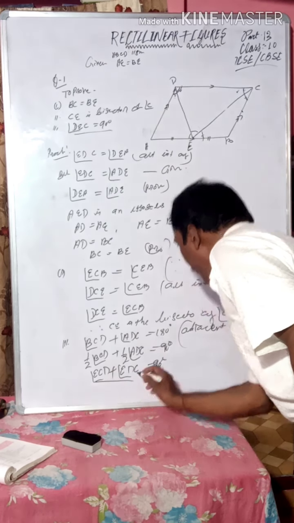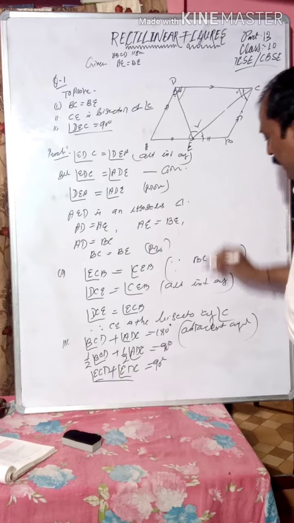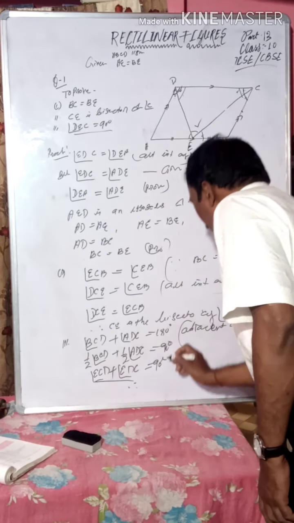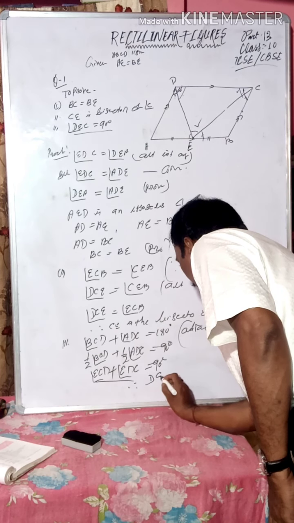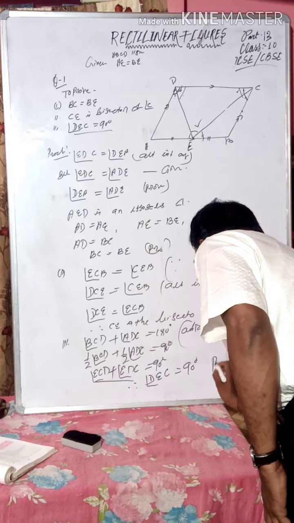But these two angles are two angles of a triangle. In this triangle, the sum of two angles is 90 degrees. So the third angle will be 90 degrees. So angle DEC is equal to 90 degrees. Proved.